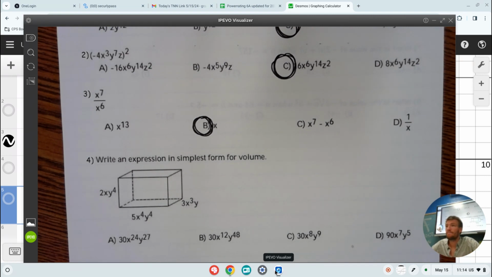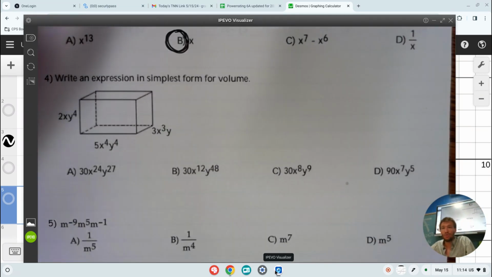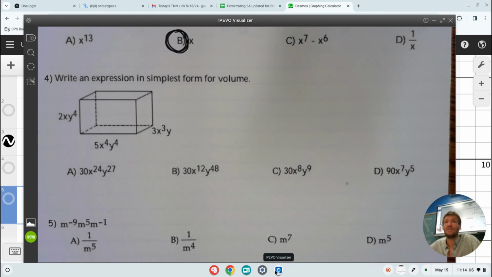So far, are we having any issues? What do you got, Tyron? So it's a great question, right? He's already looking ahead for number 4. We definitely have a cube or a rectangular prism or something going on.